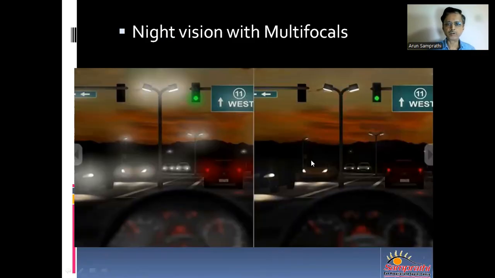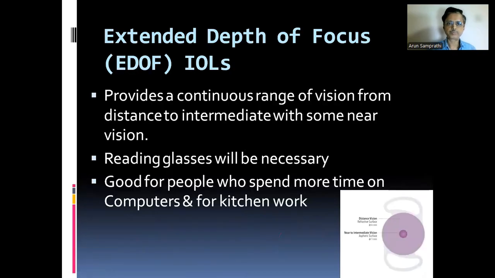This is an example of a person who has monofocal vision. He has clear vision here. And you can see on the left side, you have a person who has a multifocal lens where there is a lot of glare and halos around lights. This makes night vision very difficult, and people who drive at night may not be comfortable with these lenses.